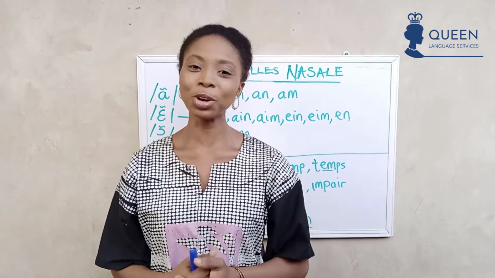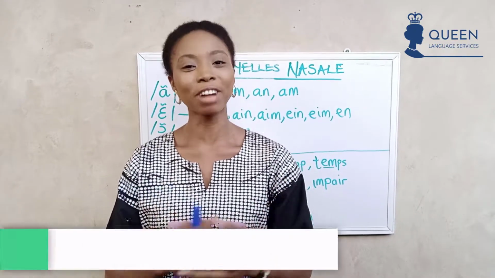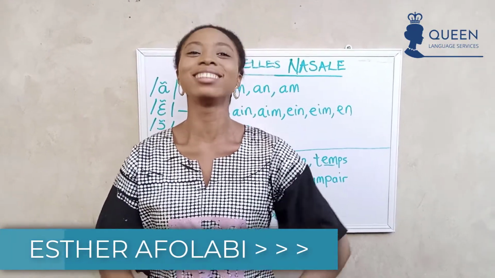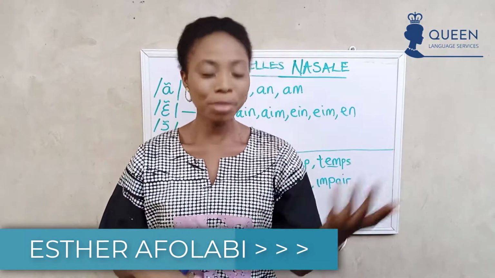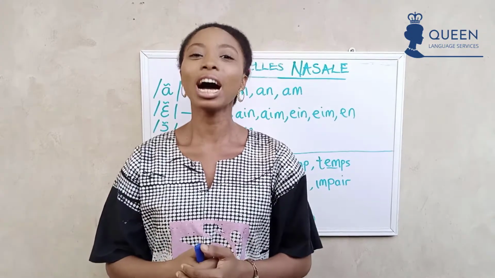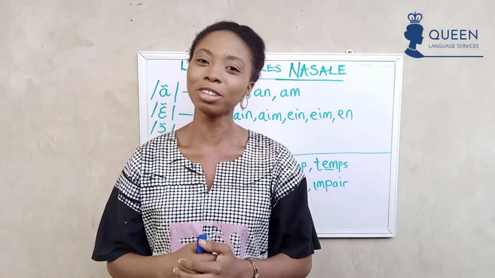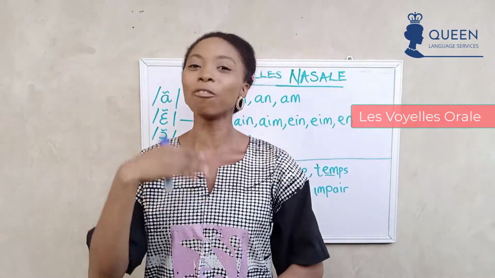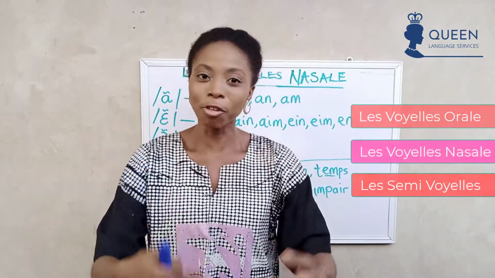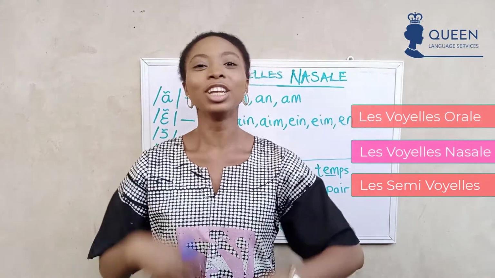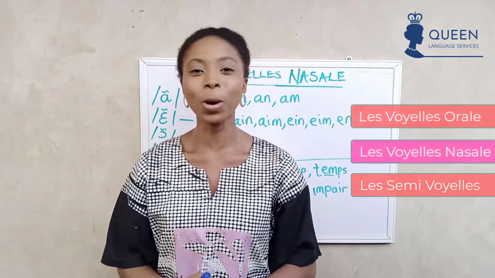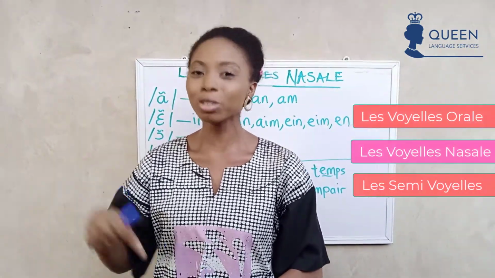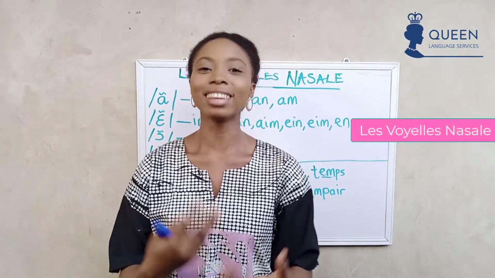In my last video, we talked about the oral vowels, and today we'll be looking at the nasal vowels. In my previous videos, we have been looking at the French vowels, and we said that we have three categories of these French vowels, which include les voyelles orales, les voyelles nasales, and les semi-voyelles. I'm just saying the oral vowels, the nasal vowels, and the semi-vowels. But today we'll be looking at the nasal vowels.